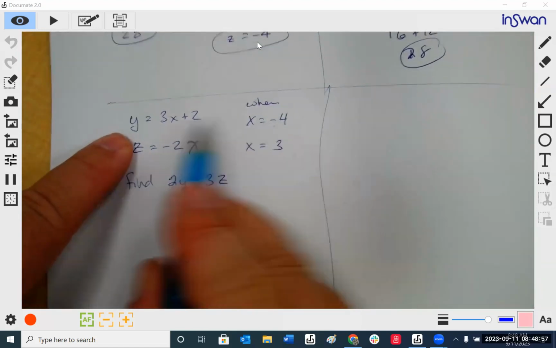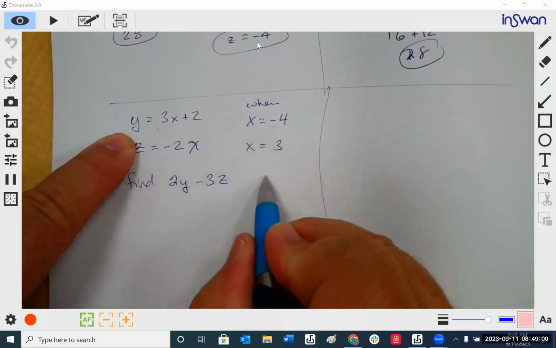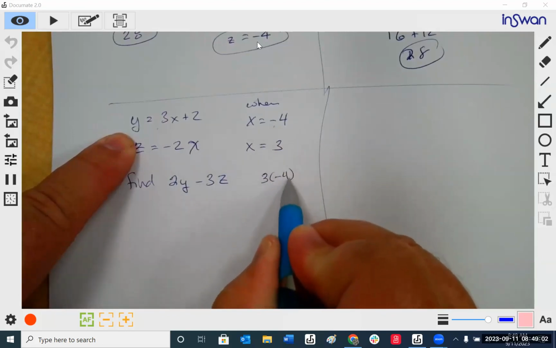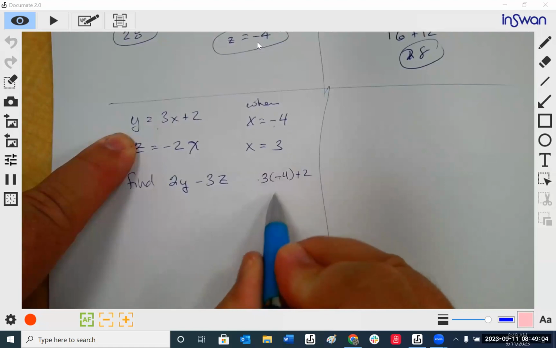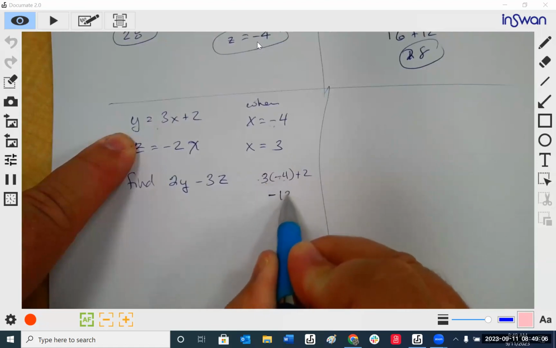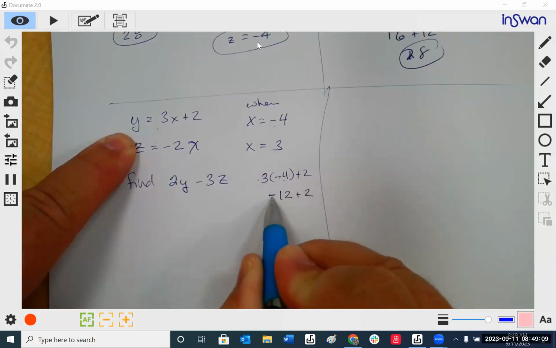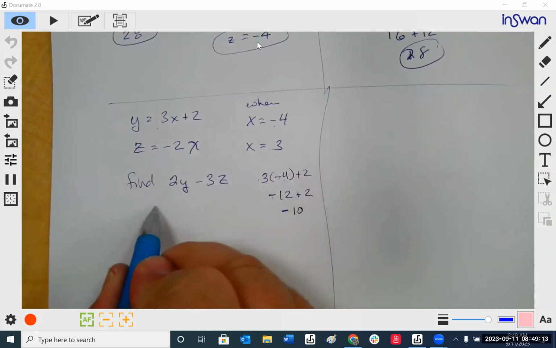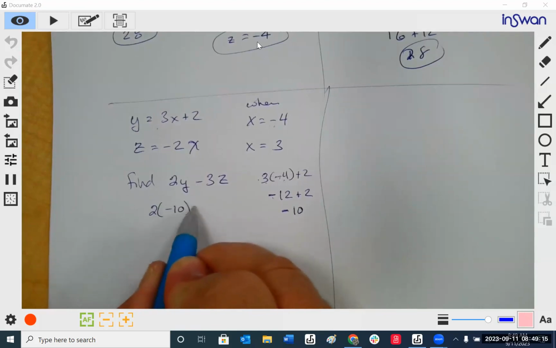So I first find this equation when x is -4. So we have 3 times -4 plus 2. Positive times negative is negative. 3 times 4 is 12. 12 is bigger, so it's negative. 12 minus 2 is -10. So it's 2 times -10.